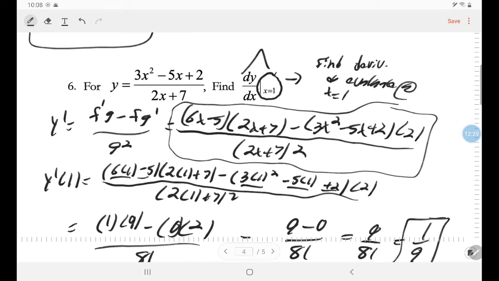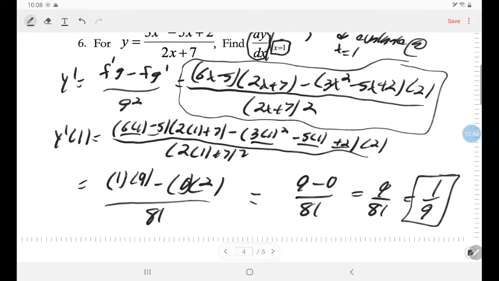So when you see this little notation here, it means derive, then plug in or evaluate at that location that it's given. Okay.